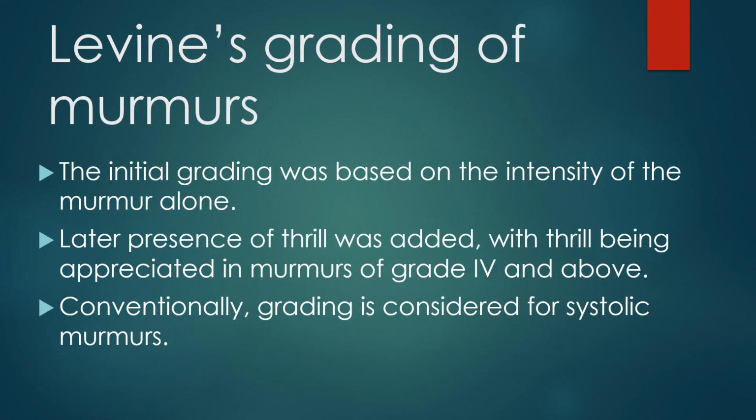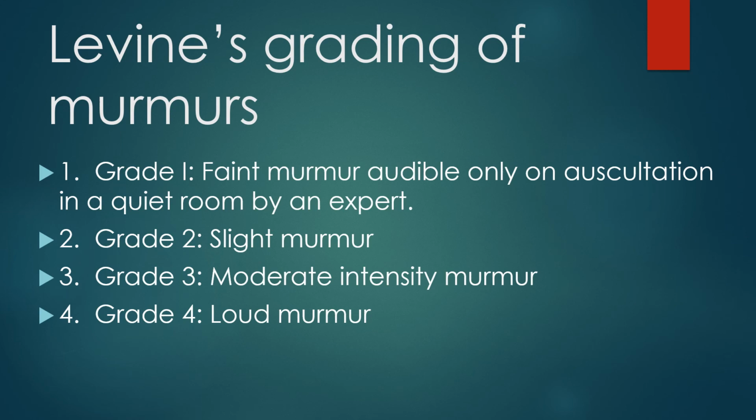Levine's grading of murmurs. The initial grading was based on the intensity of the murmur alone. Later, presence of thrill was added, with thrill being appreciated in murmurs of grade 4 and above. Conventionally, grading is considered for systolic murmurs. Grade 1, faint murmur audible only on auscultation in a quiet room by an expert. Grade 2, slight murmur.